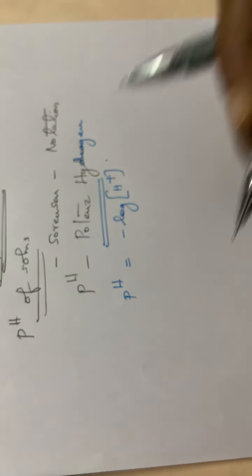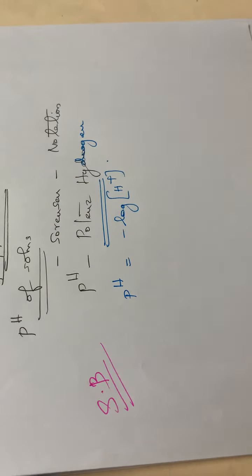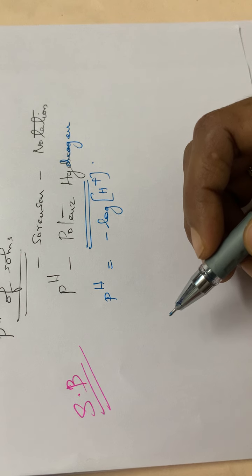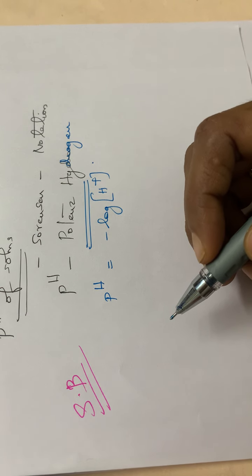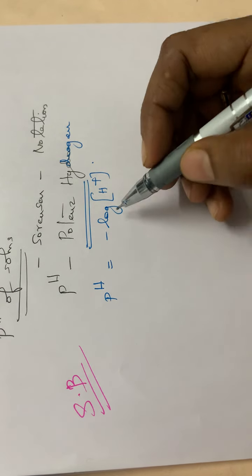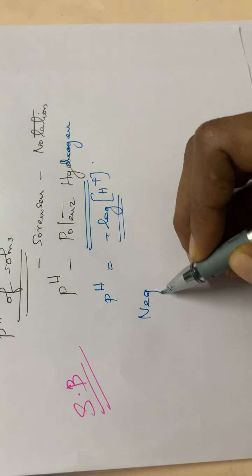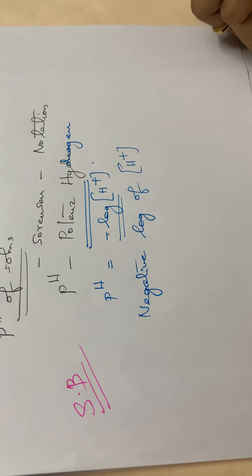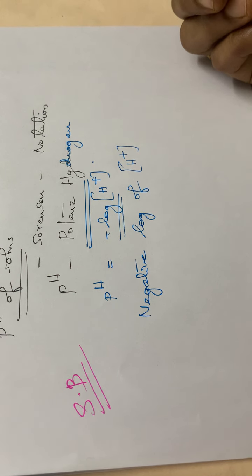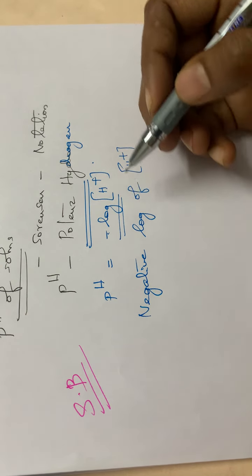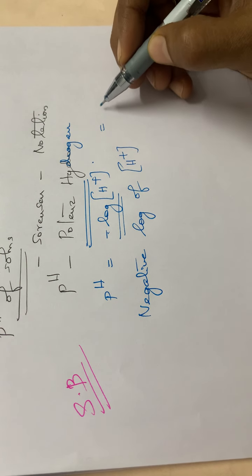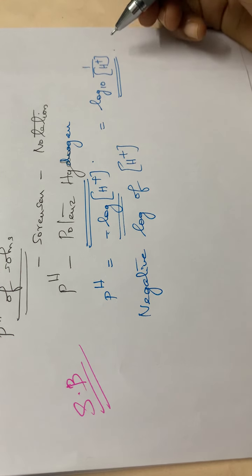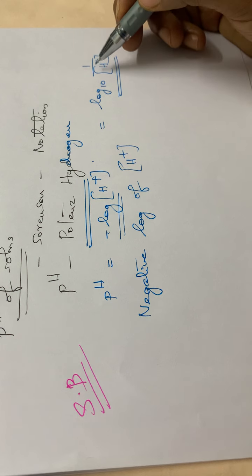Sometimes it might be asked in your Section B part, for a 2-mark question. That is why I am mentioning this also; I don't want to skip all these. And there is a definition for pH: it is the negative logarithm of the hydrogen ion concentration. That is the simple definition. Or it is the logarithm of the reciprocal of hydrogen ion concentration, that is pH equals log to the base 10 of 1 by H plus.